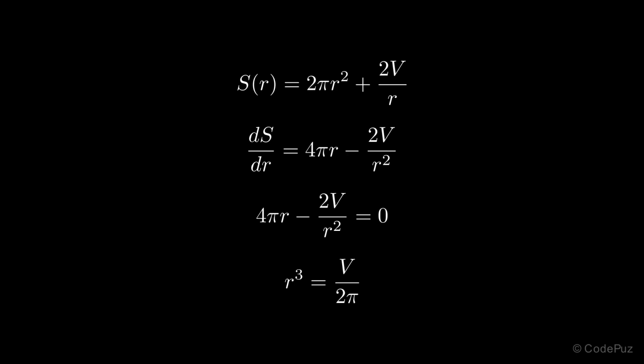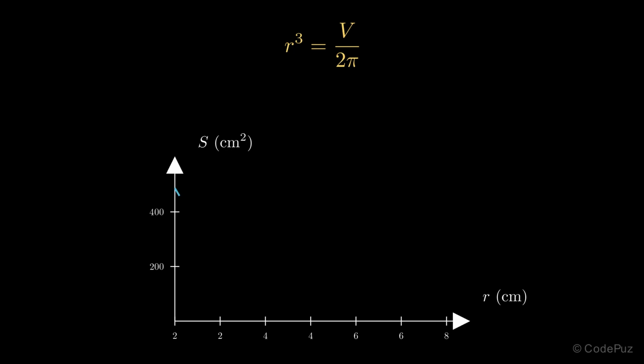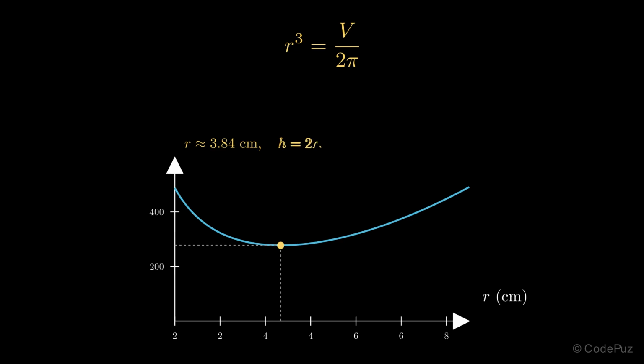The derivative is 4πr minus 2V/r². On setting it to 0, r³ equals V/2π. Plugging in the volume gives a radius near 3.8 centimeters. And here is the elegant part, the height comes out exactly twice the radius. The most efficient can is as tall as it is wide, using about 278 square centimeters of metal.